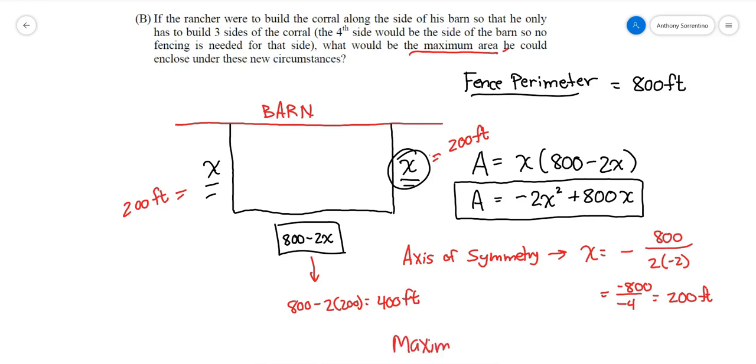either by plugging the 200 back into this function here, or just simply saying, okay, well, that's going to be the 200 times the 400, that's going to be 80,000 square feet. Because when I'm looking for a maximum, or in some cases you might see I'm even looking for a minimum, when I'm looking for a maximum, I'm looking for a vertex. I'm not solving for a specific instance. I'm searching for an instance where I have the maximum possible area.